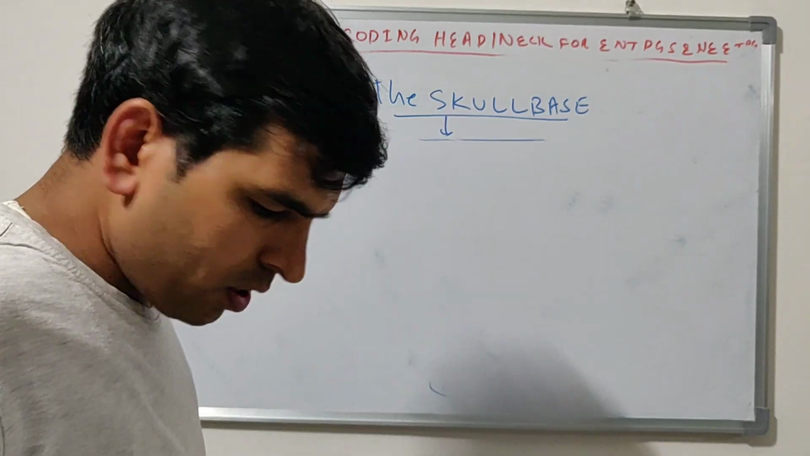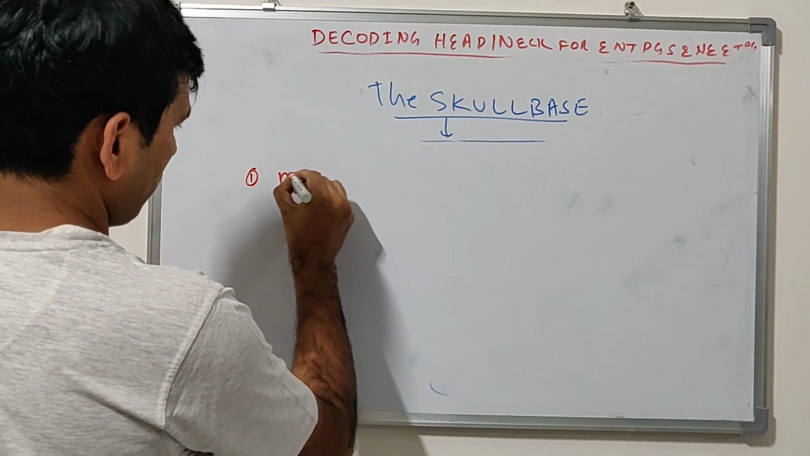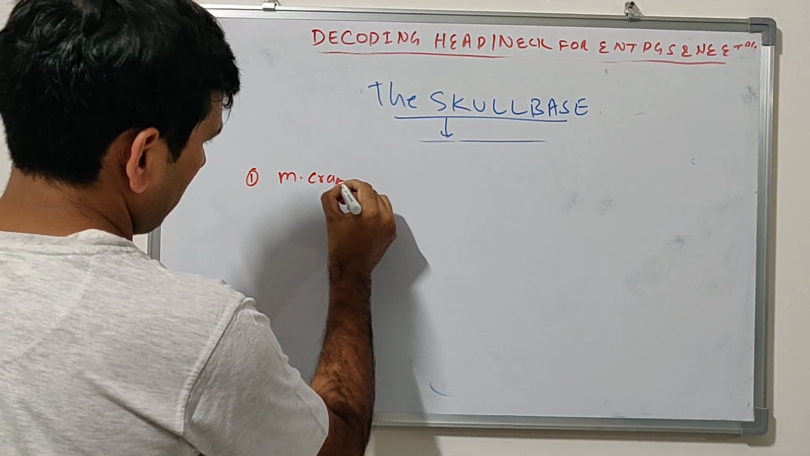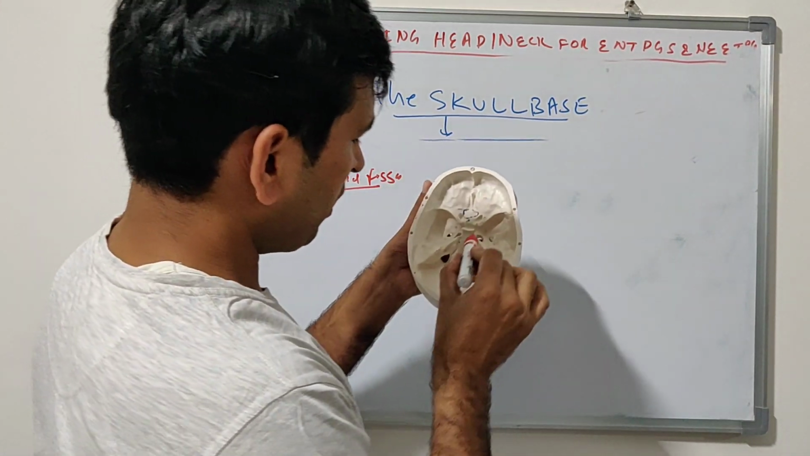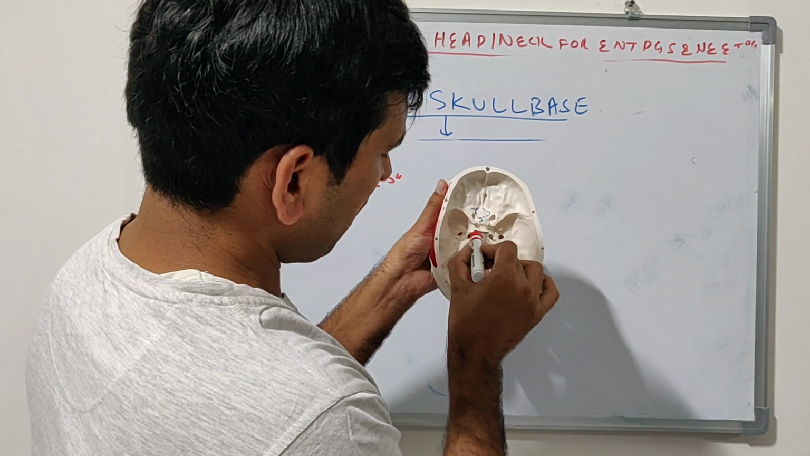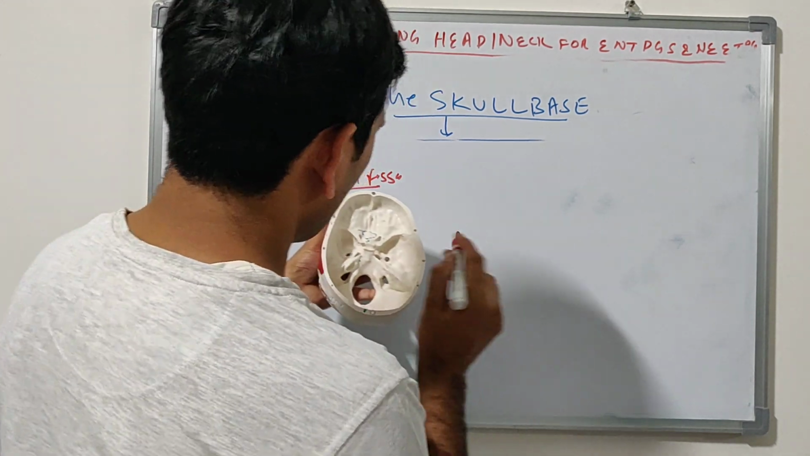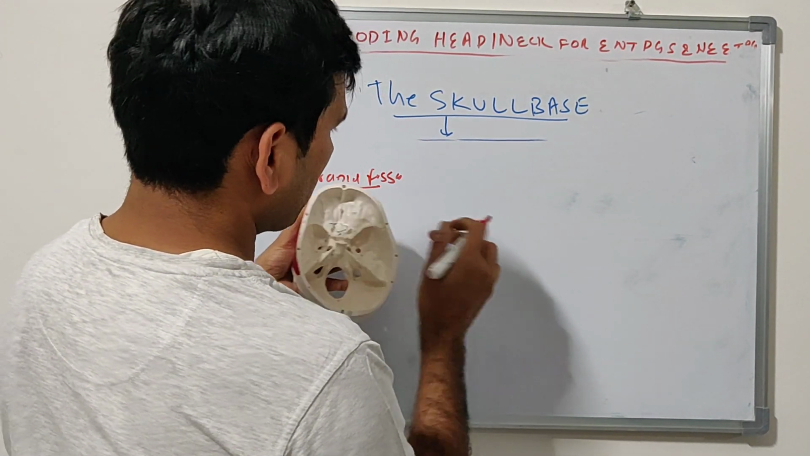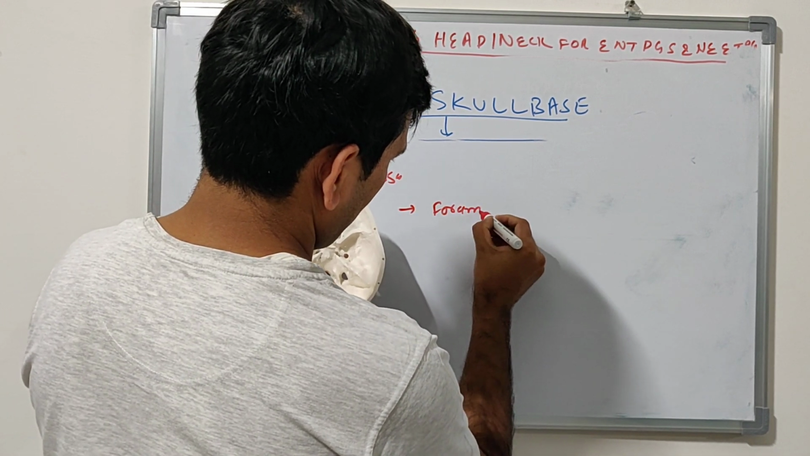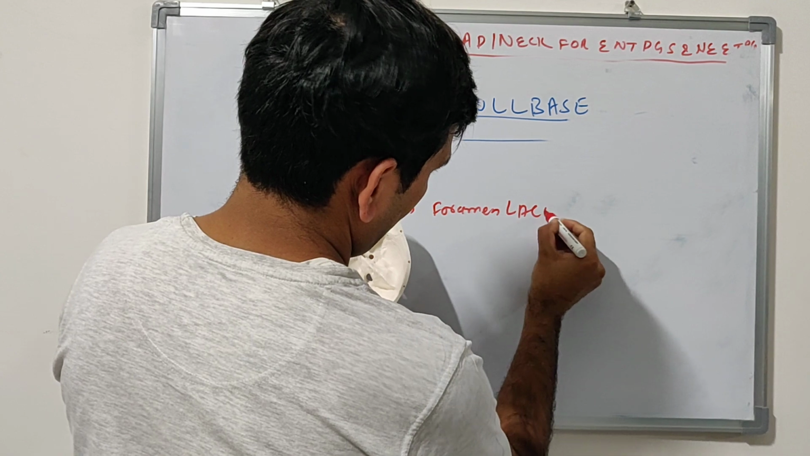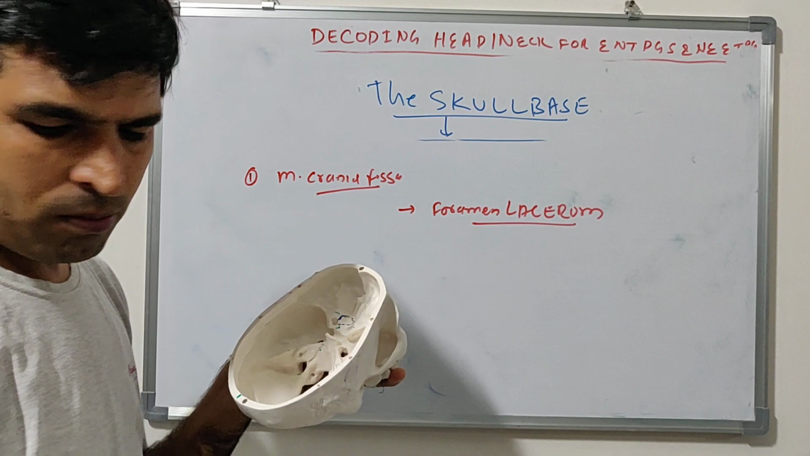Now we will talk about the structures beyond this, in the middle cranial fossa. If you see this, here is the cavernous sinus, and if you see this large foramen just lateral to the sella turcica, the foramen is called foramen lacerum.